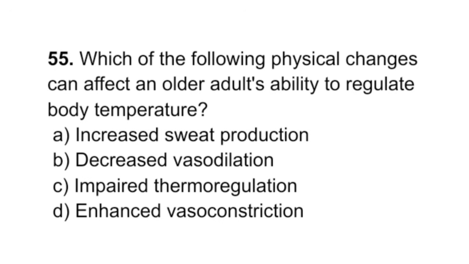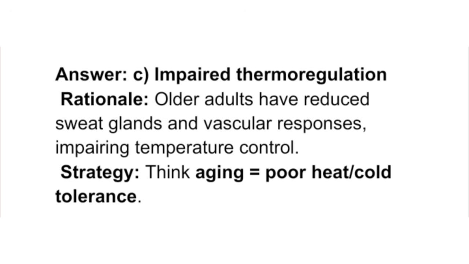55. Which of the following physical changes can affect an older adult's ability to regulate body temperature? A. Increased sweat production. B. Decreased vasodilation. C. Impaired thermoregulation. D. Enhanced vasoconstriction. Answer: C. Impaired thermoregulation. Rationale: older adults have reduced sweat glands and vascular responses, impairing temperature control. Strategy: think aging equals poor heat and cold tolerance.